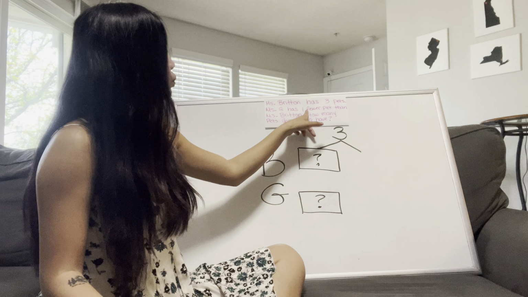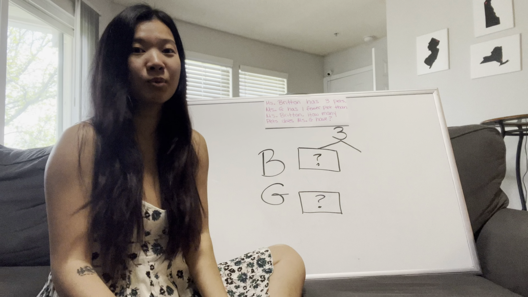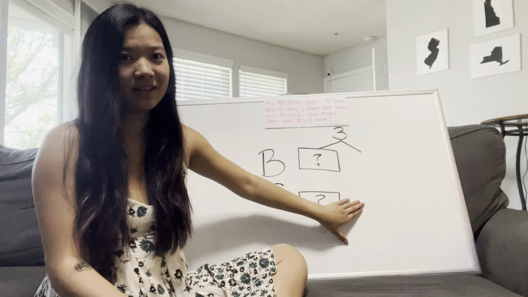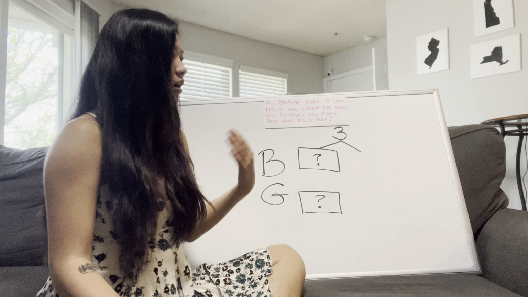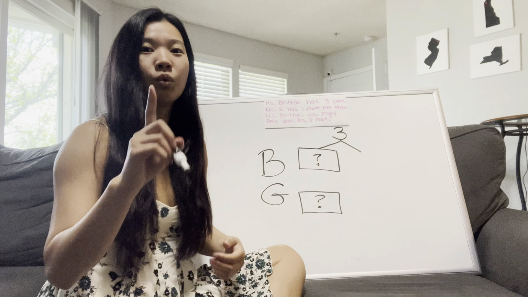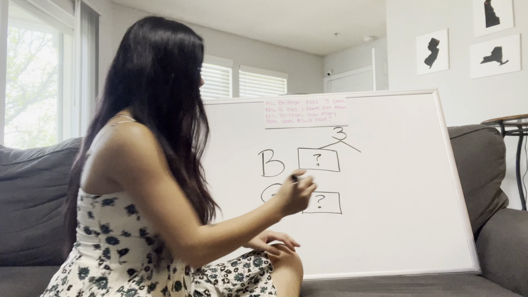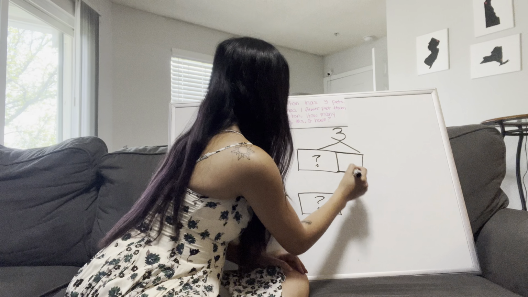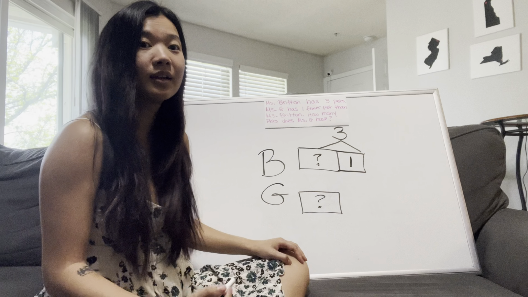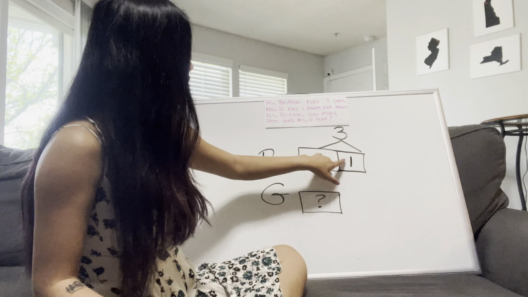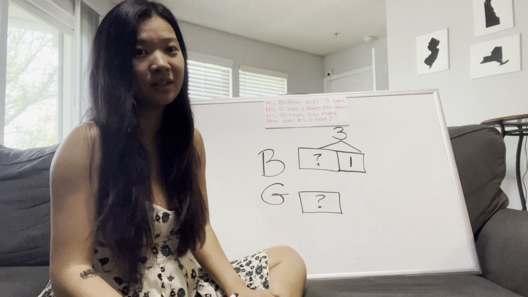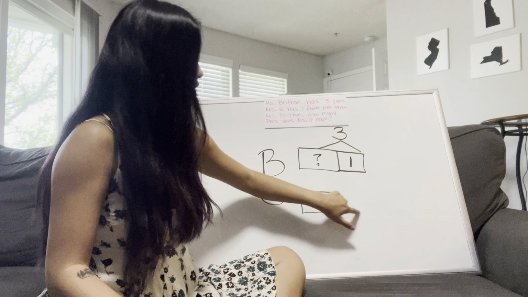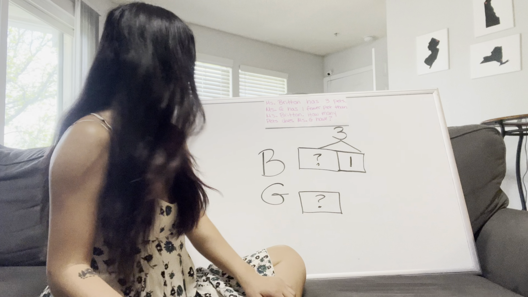Miss G has 1 fewer pet than Miss Britton. So if Miss G has 1 fewer pet, that also tells me that Miss Britton has 1 more pet. So I can fill in that other part of the tape diagram with a 1. Miss Britton has 1 more pet than Miss G, and Miss G has 1 fewer pet than Miss Britton.